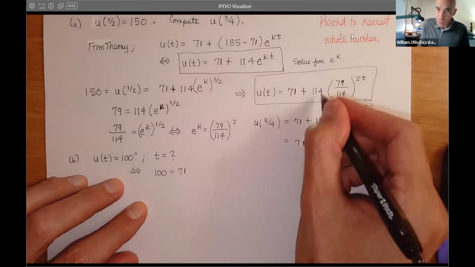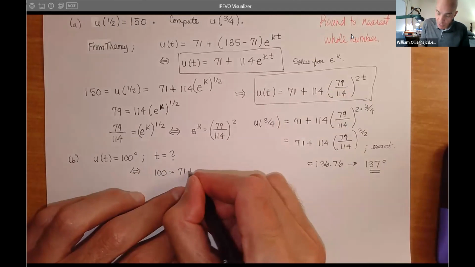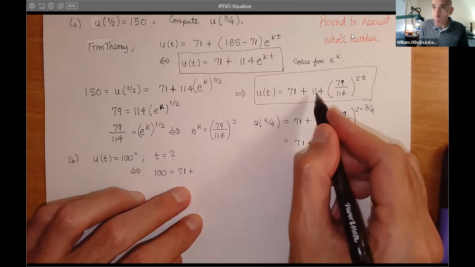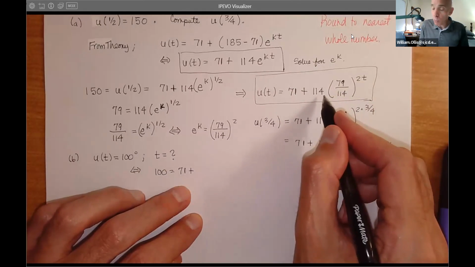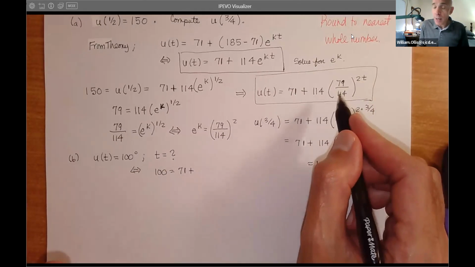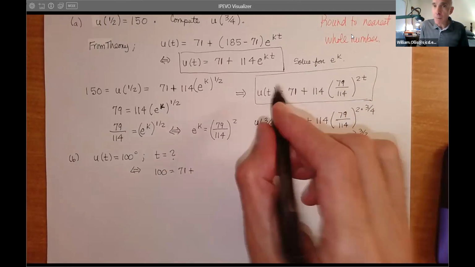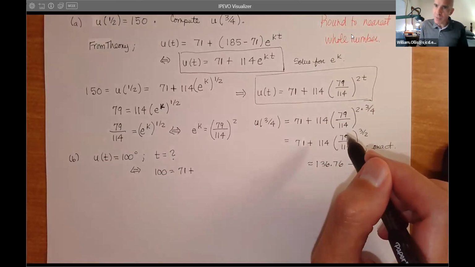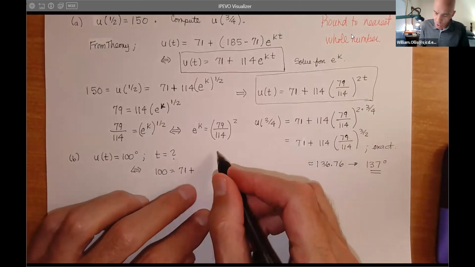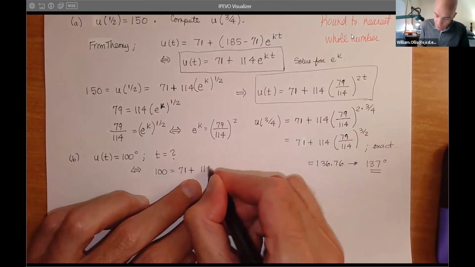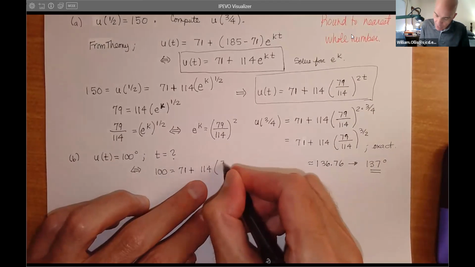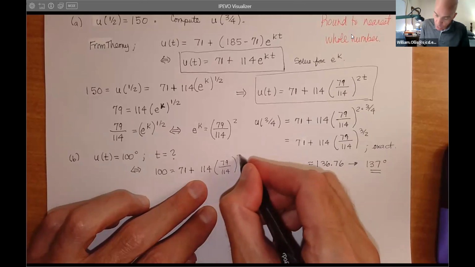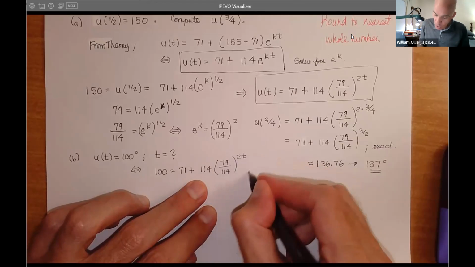When you've got this nice predictor model, ladies and gentlemen, you have clean calculations. Anything but this won't work and will be full of errors. If you adopt this procedure, you can teach this to your friends and they'll be in the know too. So 71 plus 114, 79 over 114, to the 2t. Solve for t.